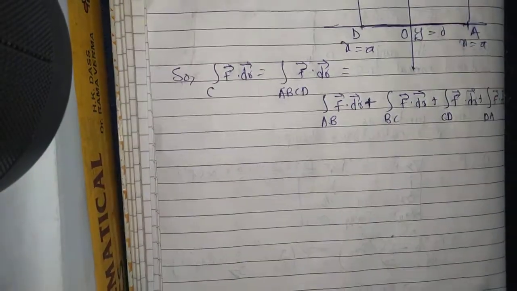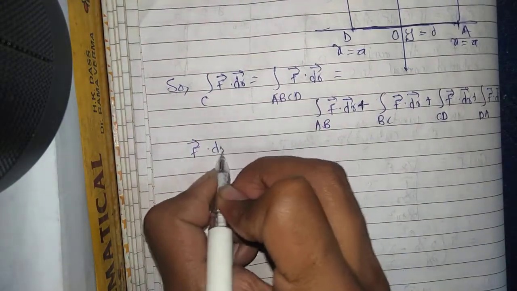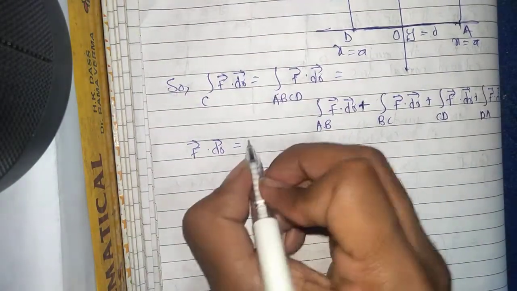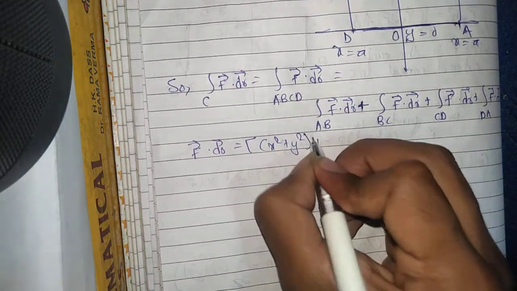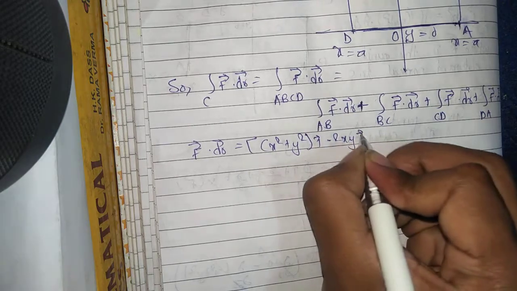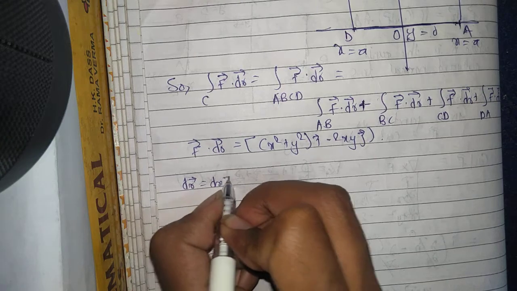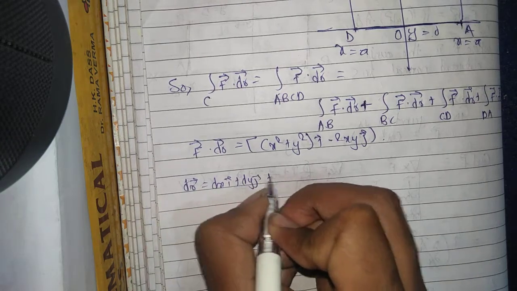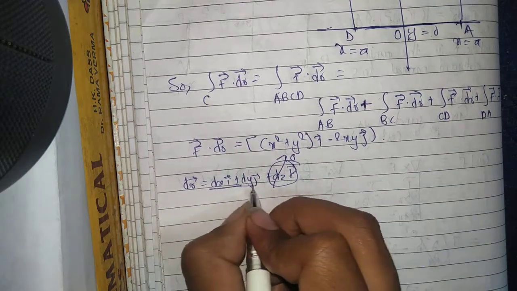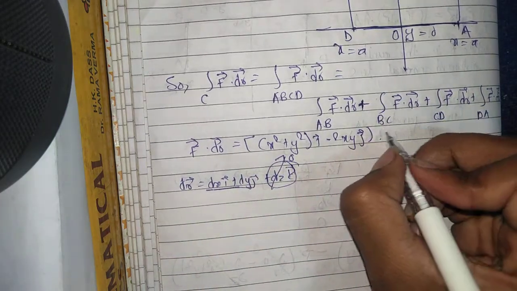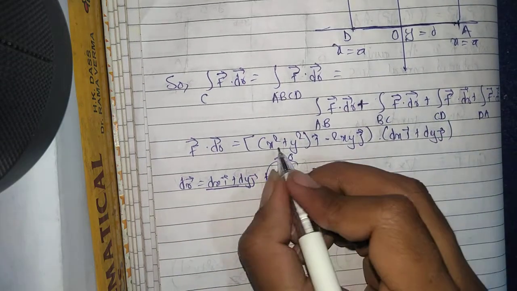So before solving, let us find out the value of F dot dr. F vector dot dr vector equals x squared plus y squared i vector minus 2xy j vector dot, as you know that dr is equal to dx i vector plus dy j vector plus dz k vector. But we do not have a z component, so the z component is 0, and the dr vector is equal to dx i vector plus dy j vector.